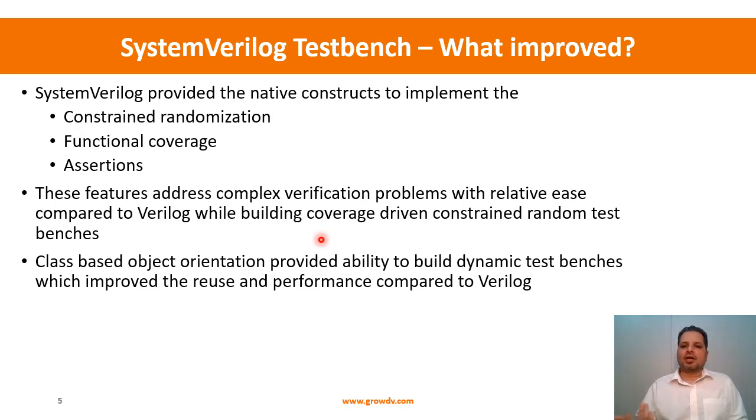So those could now be done with ease when we do the same coverage driven constraint random verification, because I now have constructs natively available to me in the language, and the simulator is taking care of implementing them, so I don't have to take the headache, right? And then the class level object orientation provided us the ability to build dynamic test benches. Dynamic test benches meaning that I can runtime configure how many of some things I want, and then I can recreate whatever the test bench hierarchy that I would need.